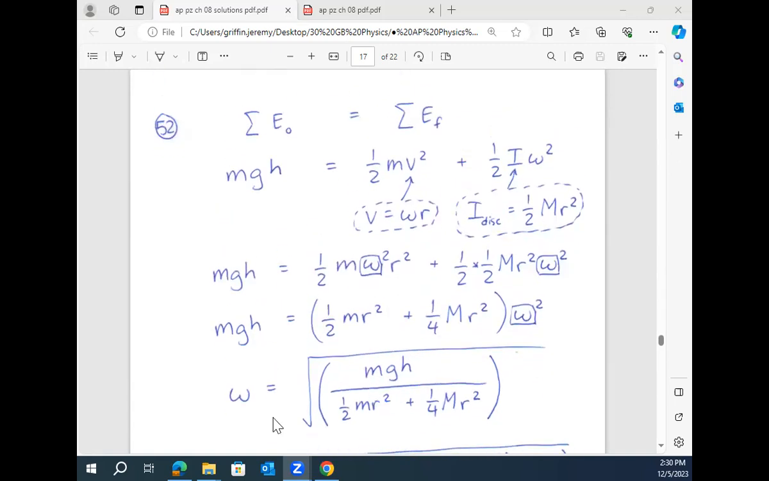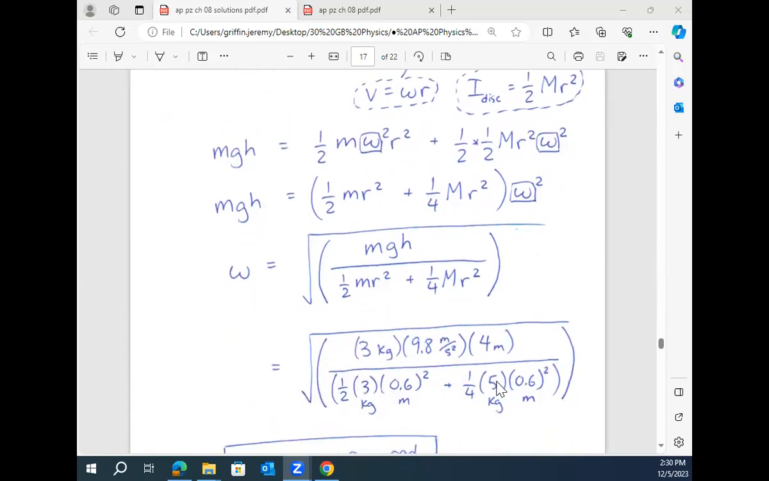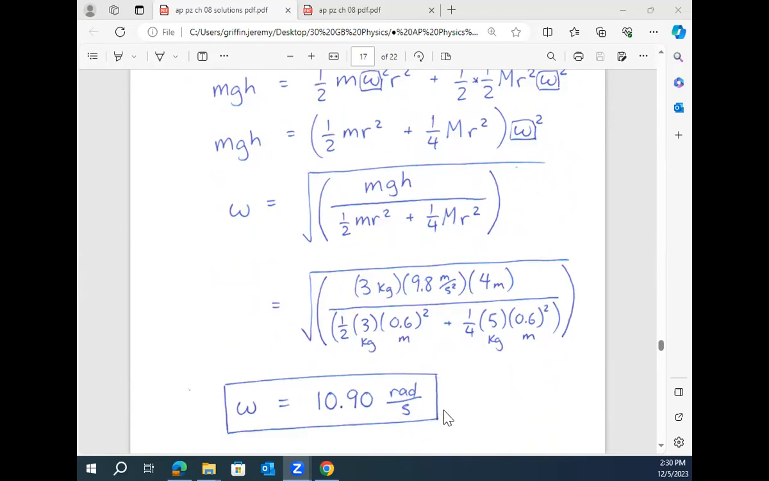Okay, here's omega in terms of variables: mass of the bucket, mass of the disk. We got that. And if you plug in values, you get a numerical answer. And the question was omega, that's what's set up to solve for. It works out to that many radians per second.